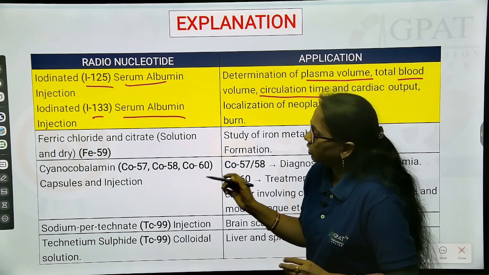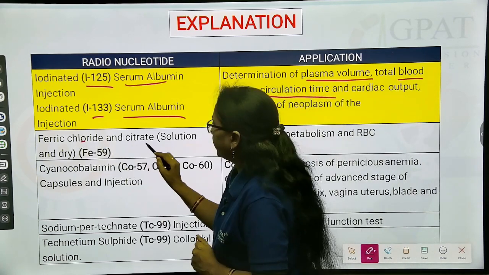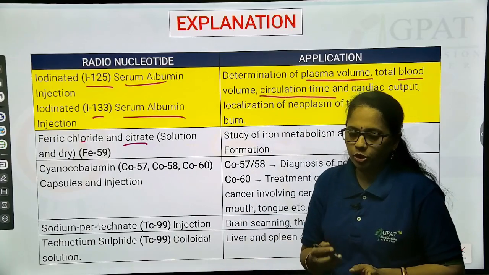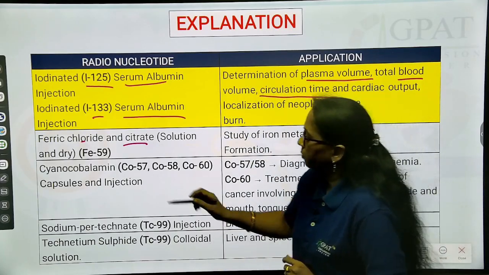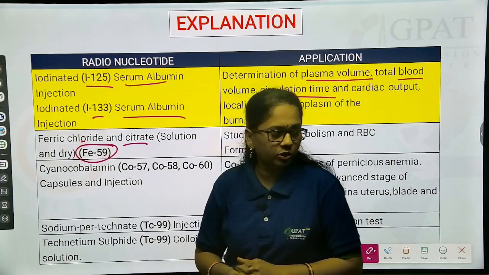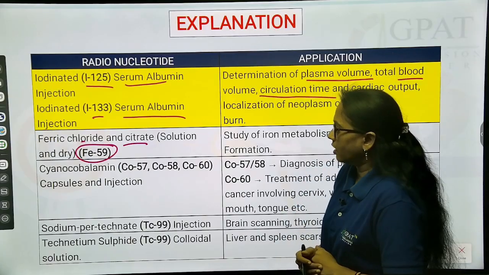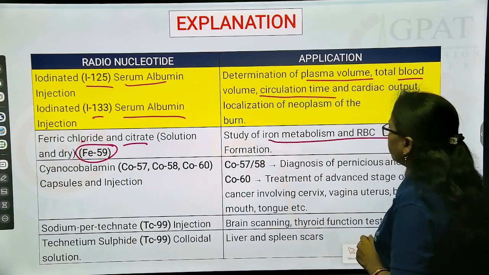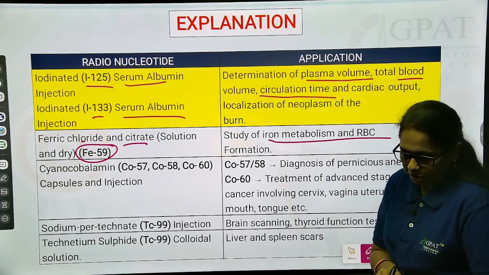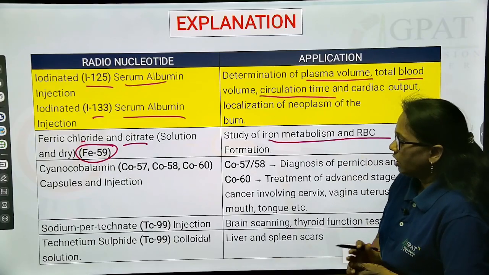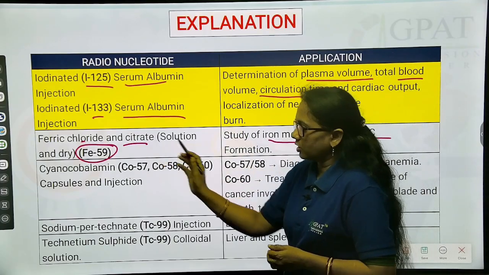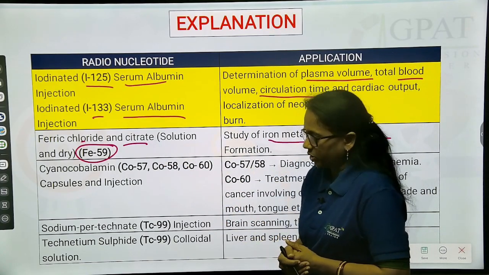Coming to ferric chloride and citrate, because it is used as a solution, that means Fe59 we are going to use. In this case, it is used in the study of iron metabolism and RBC formation. For that purpose, this ferric chloride and citrate is used.